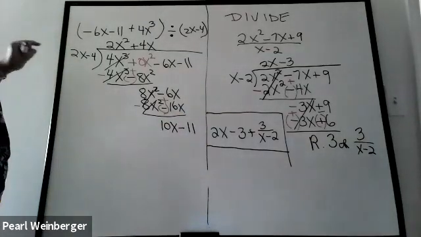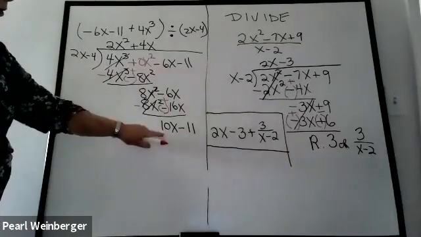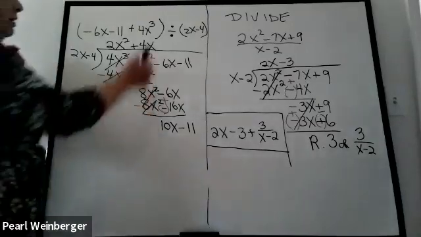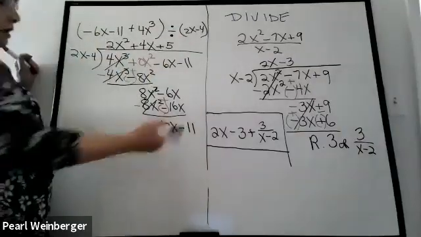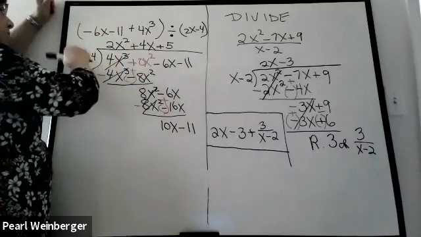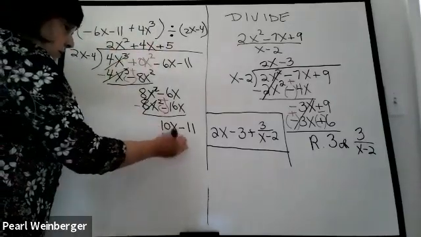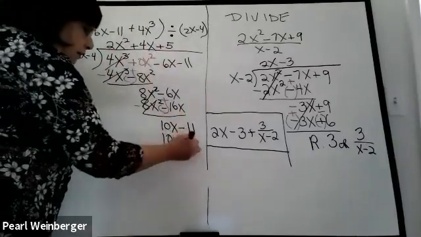And I do the same thing again. I divide 2x, the first term, into the first term, 10x. 2 into 10 gives me 5. And the x's cancel out. So I now take the 5 that I put on top and multiply by it. 5 times 2x is 10x. 5 times negative 4 is negative 20.